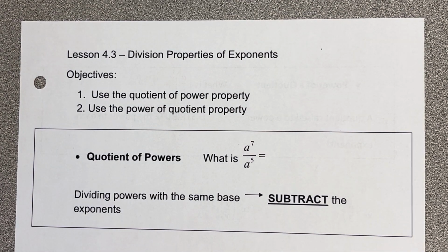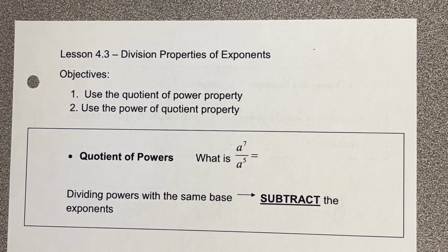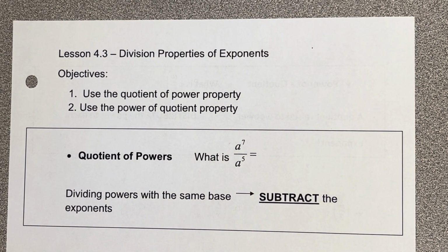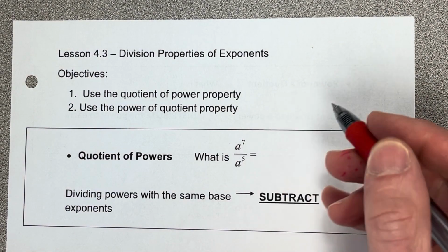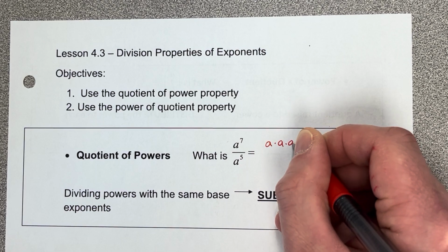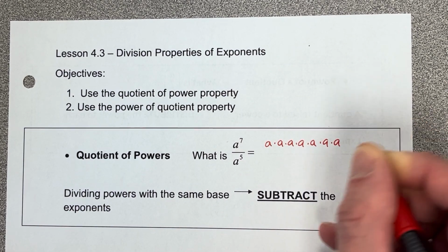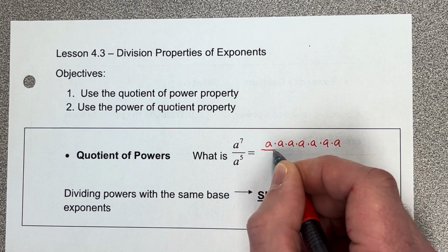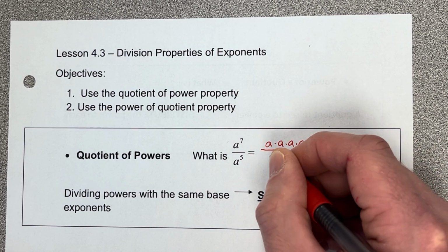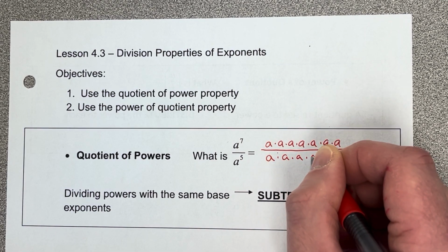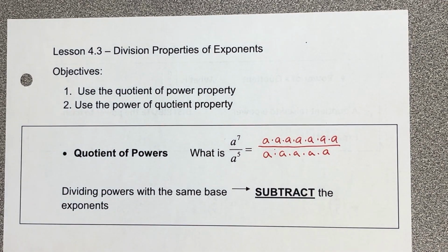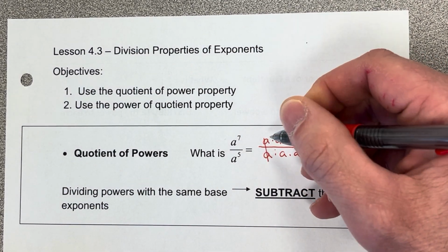One thing I want to make clear is if you ever get stuck and you don't know what property to use, you can always expand these powers out, and then divide them individually. I'll give you an example. A to the 7th, if you expand that out, is a times a times a times a times a times a times a, a multiplied 7 times. And then that would be divided by a to the 5th, which is a times a times a times a times a. And then you can say, oh, well, a divided by a is 1.